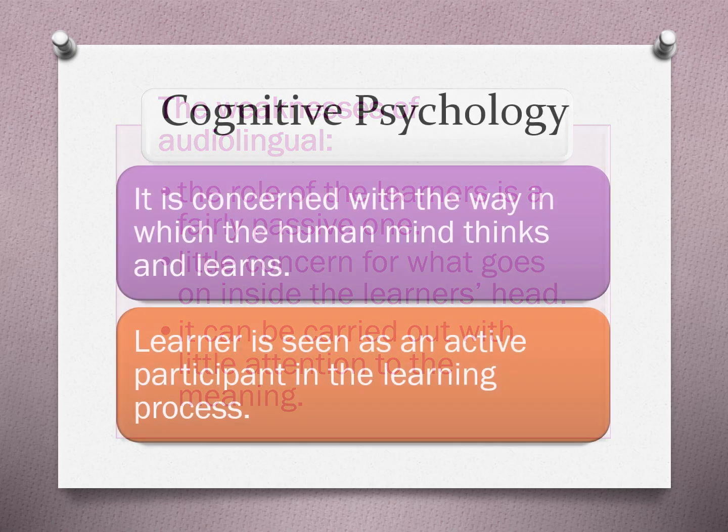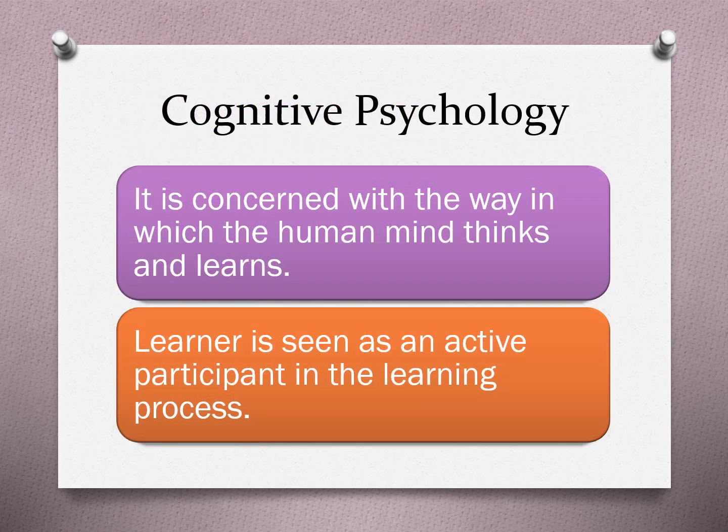So, what does cognitive psychology mean? As we have discussed earlier, it is concerned with the way in which the human mind thinks and learns. The learner is seen as an active participant in the learning process.